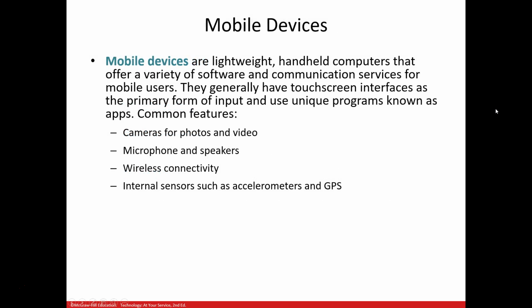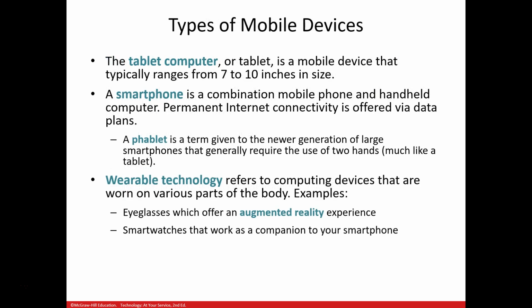Okay, mobile devices are lightweight, handheld computers that offer a variety of software and communication services for mobile users. Okay, let me show you some examples like a tablet PC, right? A type of mobile device. Okay, you have a tablet PC, smartphone, right? Wearable technology like smart watches that can work together as a companion to your smartphone, right? For example, like the iPhone watch, okay? These are called wearable technology.